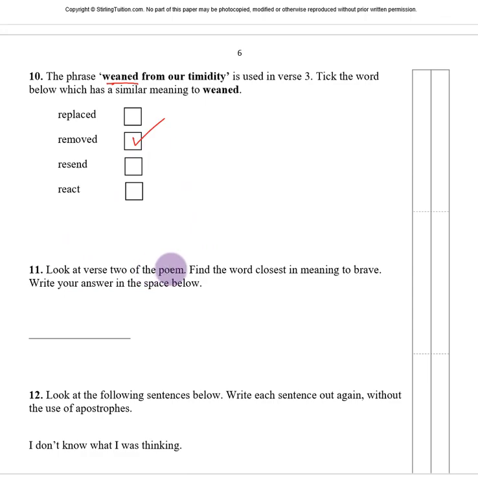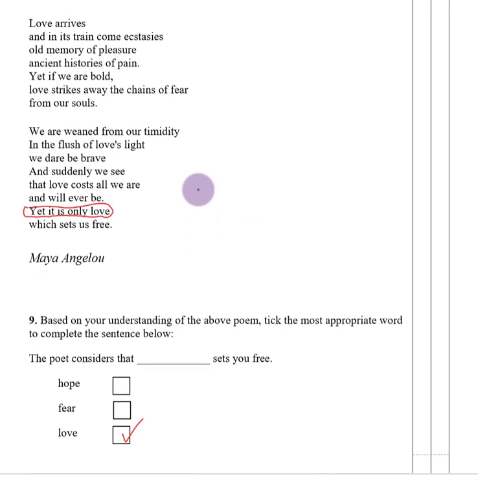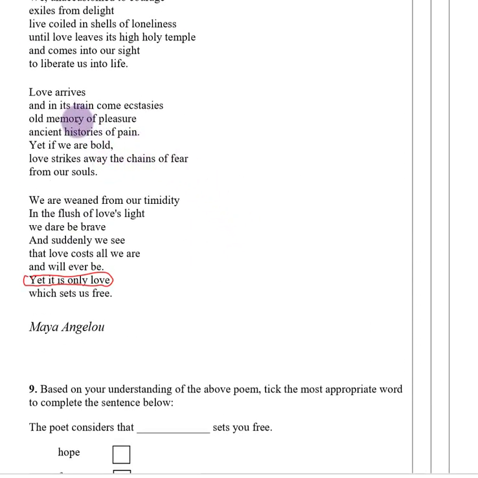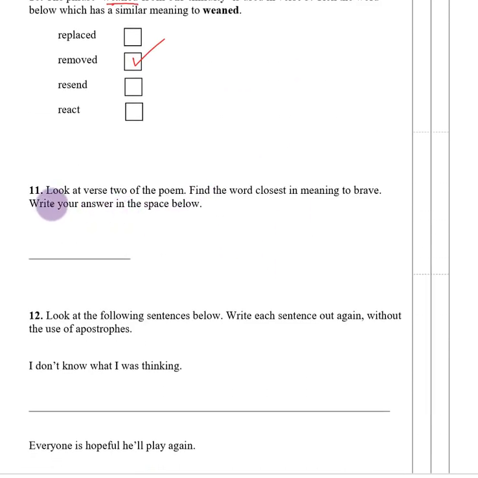Number 11, look at verse 2 of the poem. Find the word closest in meaning to brave. So we need to find verse 2, and we're looking for the word closest in meaning to brave, and it's actually this word here, bold. Yet we are, if we are bold, basically. You could also say, yet we are, if we are brave. So the word there is bold.